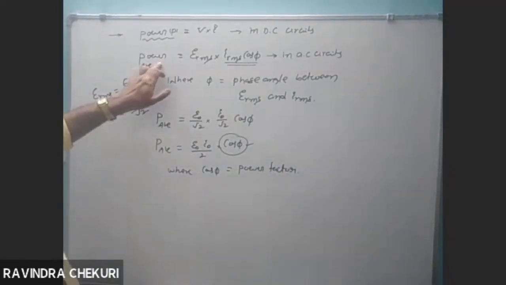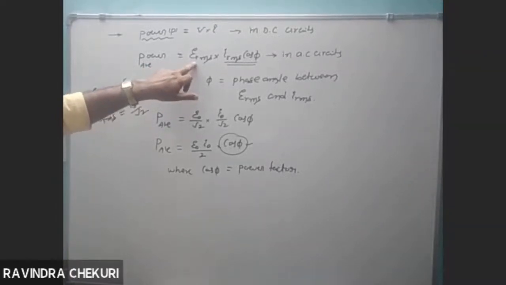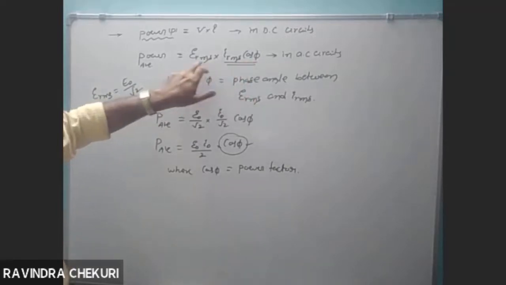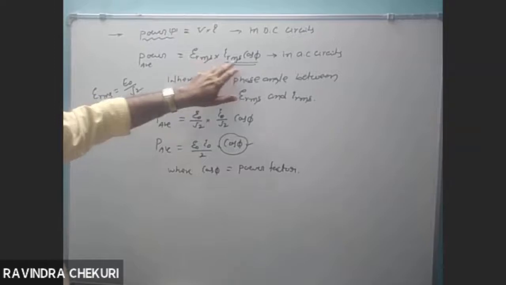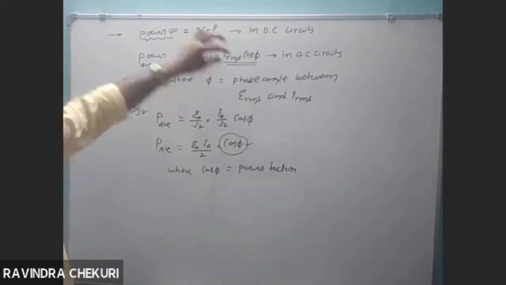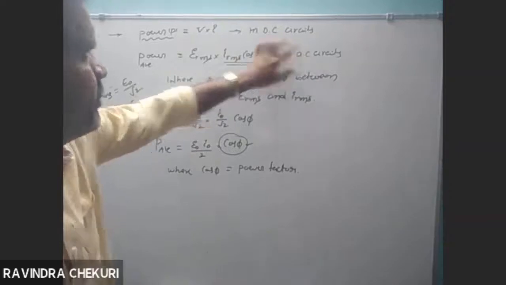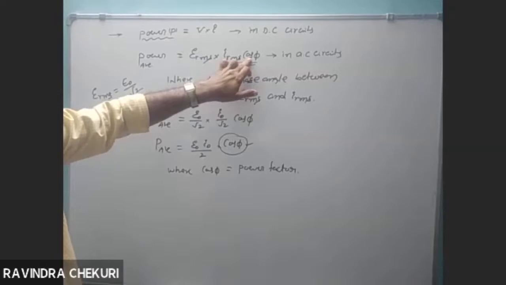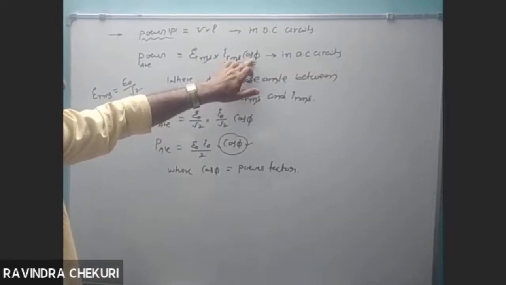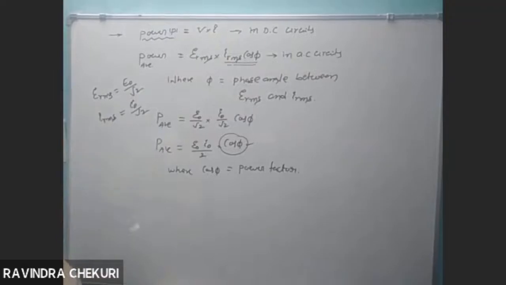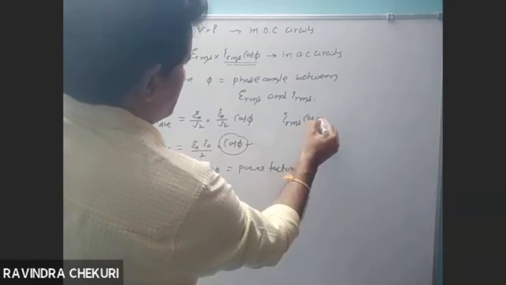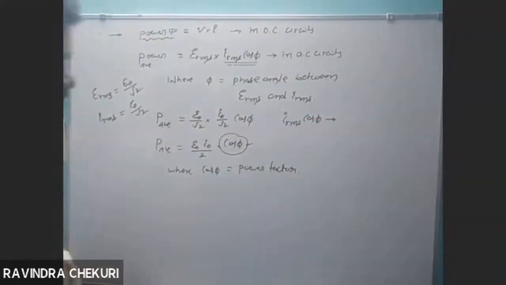So how to define power in AC? The product of RMS voltage and the component of current which is in phase with the voltage. So IRMS cos phi, ERMS into IRMS into cos phi in AC circuits. In DC, voltage into current. IRMS cos phi contributes to the consumption of power.